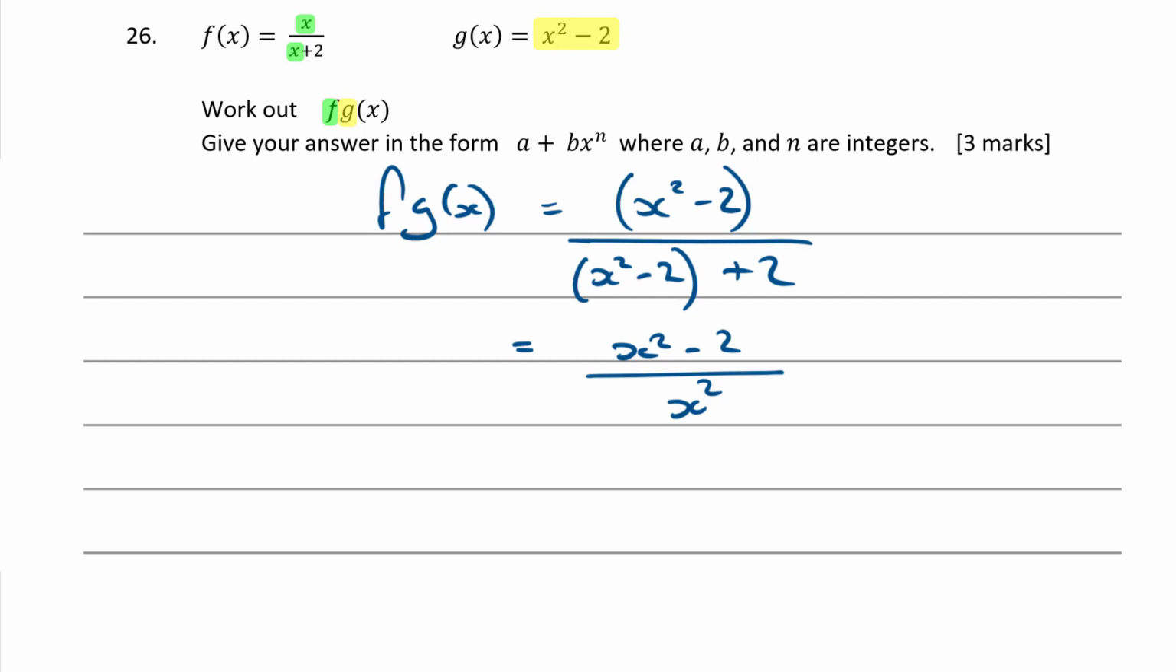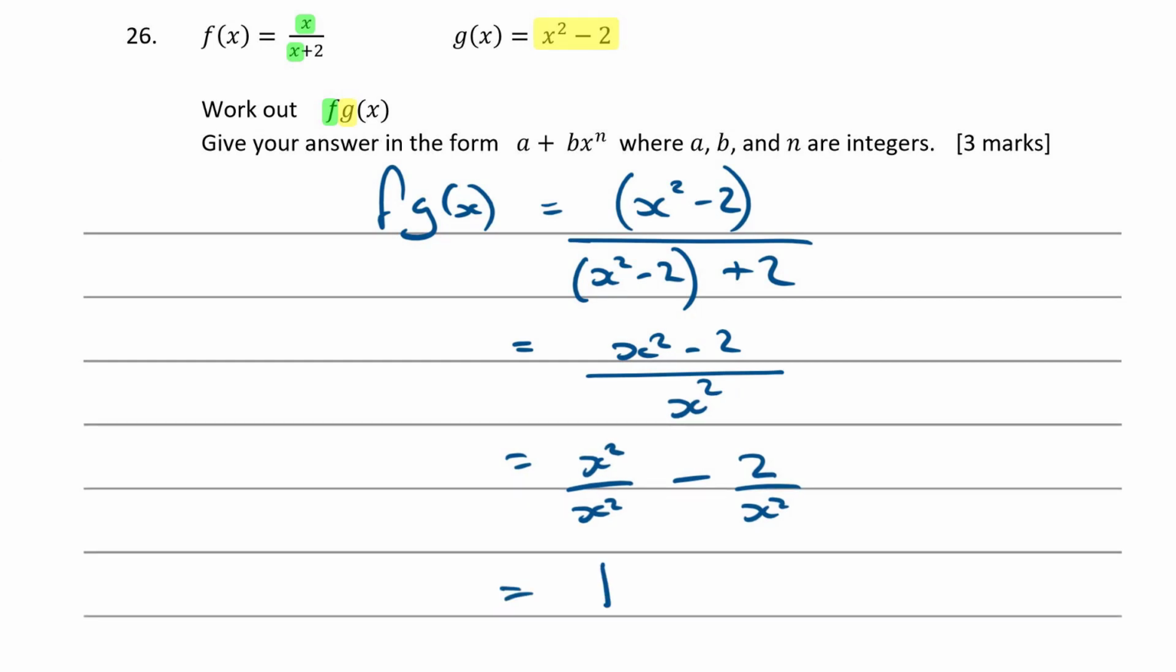So I'm going to break this algebraic fraction up into 2 halves. So x squared minus 2 over x squared is the same thing as x squared over x squared minus 2 over x squared. Now x squared over x squared is just 1, isn't it? Anything divided by itself is 1. And I've got minus 2 over x squared. Now I can rewrite that as a negative index. I can say that that is equal to minus 2x to the minus 2, using negative indices.